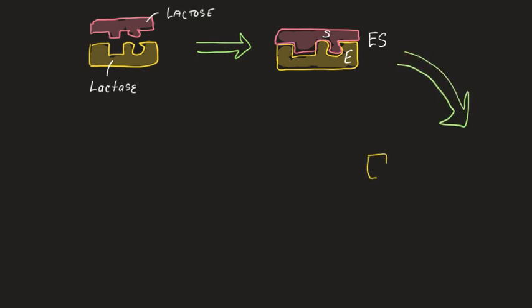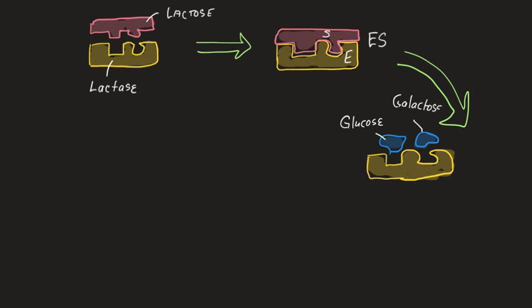Here's where the actual speeding up of the reaction takes place, where the enzyme has converted the substrate lactose into the monosaccharides glucose and galactose. So those are the products in blue. Here's glucose, which is product 1, and galactose, which is product 2.